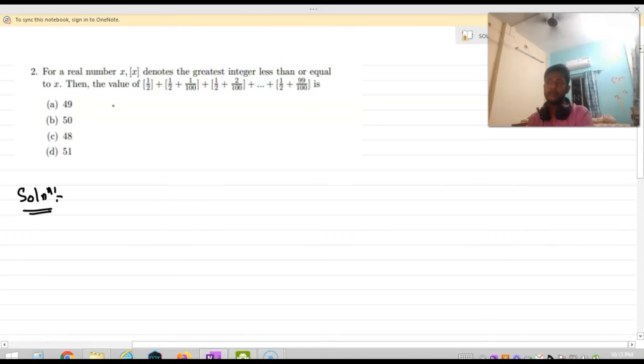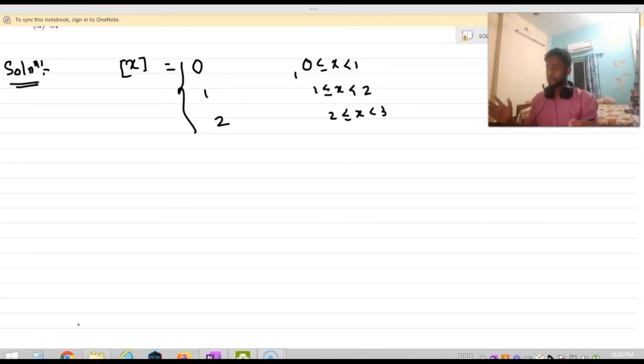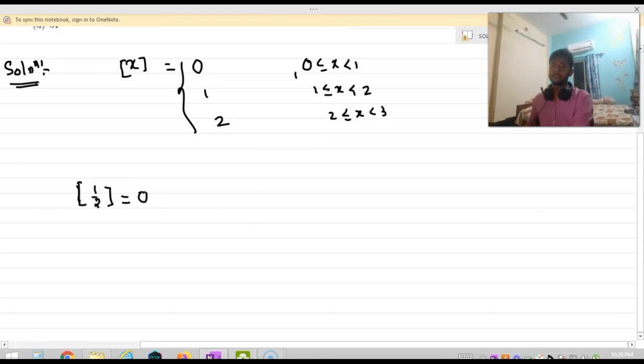First of all, observe the function box x. Box x is equal to the greatest integer less than or equal to x. Now if 0 is less than or equal to x less than 1, the value of box x must be 0. If 1 is less than or equal to x less than 2, the value of box x is 1, and if 2 is less than or equal to x less than 3, the value of box x is 2. So we can say that the value of box of half is equal to 0.